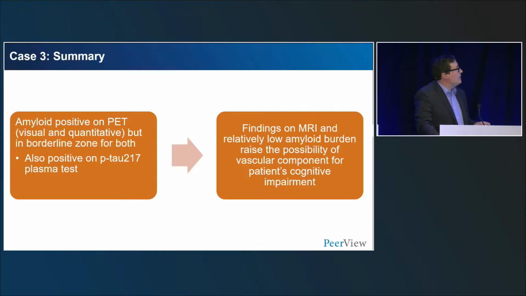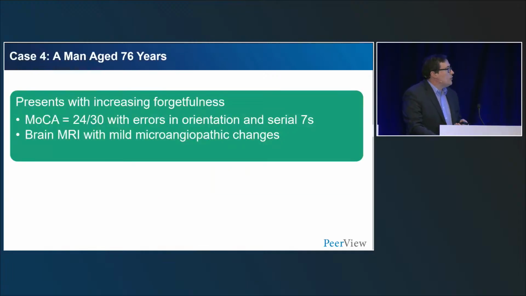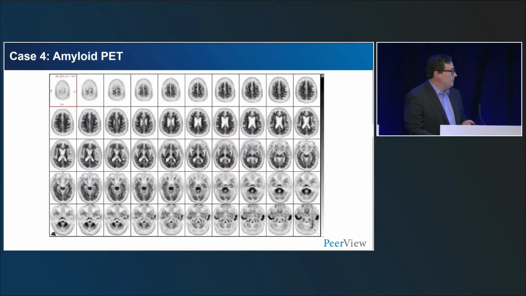All right, let's go to the next case if I can. Great. 76-year-old man, increasing forgetfulness, has issues with orientation and serial 7s on his cognitive testing. He has some mild microangiopathic changes. So again, I think this is a challenging case.